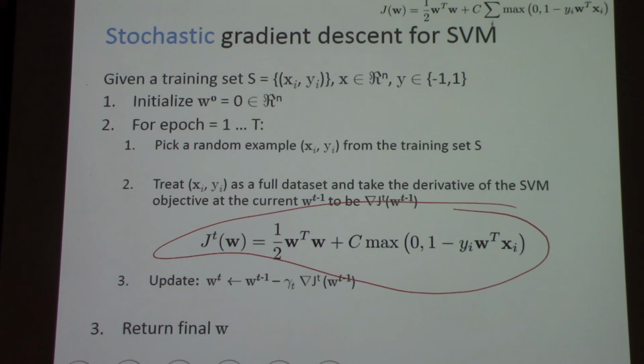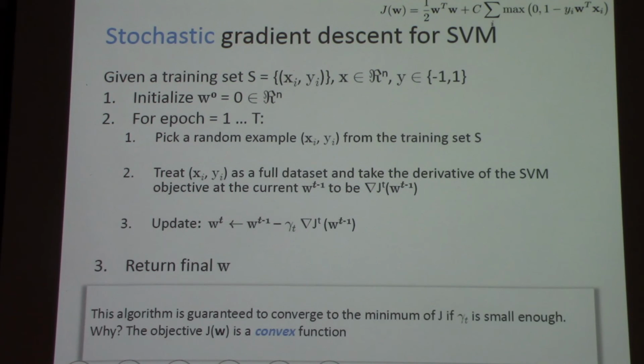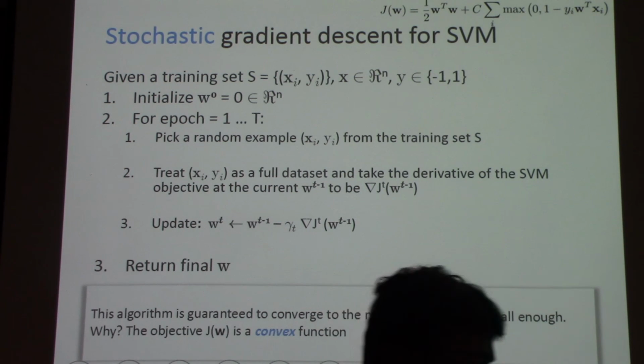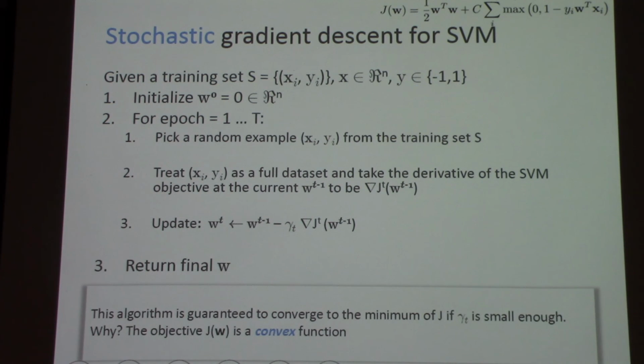This strategy for learning is called stochastic gradient descent, and the reason it works, and not only does it work, it comes with guarantees that this will converge to the bottom of that convex function. The reason it works is because this function is convex. This is a general strategy for optimizing convex functions that look like big sums.